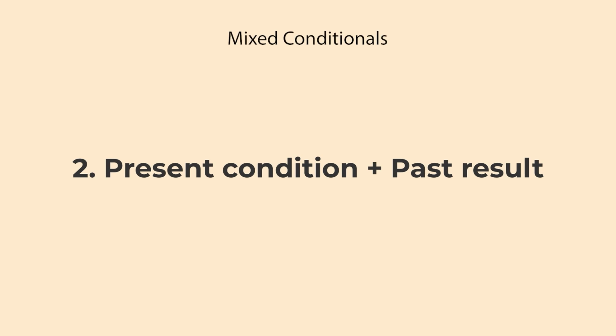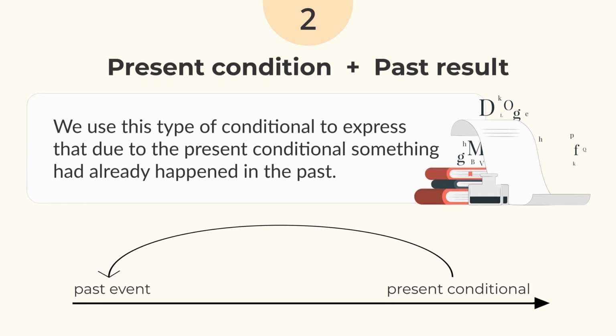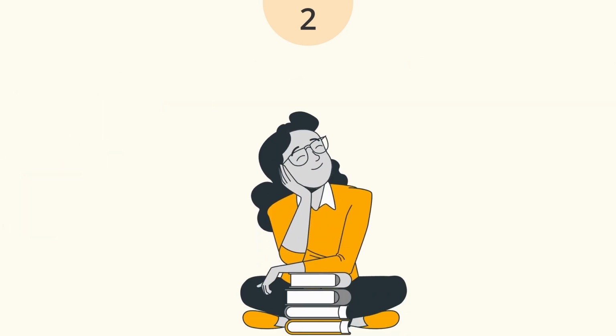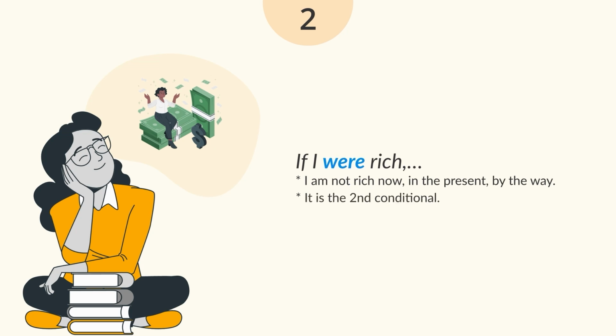2. Present condition plus past result. We use this type of conditional to express that due to the present condition, something had already happened in the past. Do you understand? The condition in the present impacts the past event. Returning to our dreams. If I were rich. I am not rich now, in the present, by the way. It is certainly the second conditional. Let's colour it in blue.